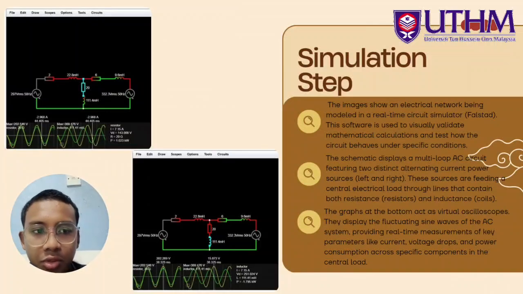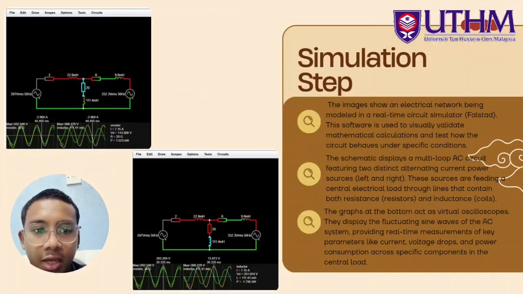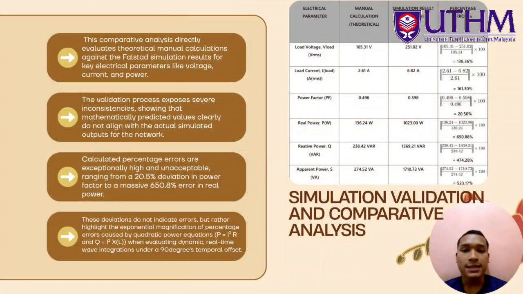Lastly, we go to the graph at the bottom. It acts like a virtual oscilloscope, displaying the fluctuating sine wave of the AC system, providing real-time measurement of key parameters like current, voltage drop, and power consumption across specific components in the central load. That's all. Moving on to slide 6, which covers our simulation, validation, and comparative analysis.